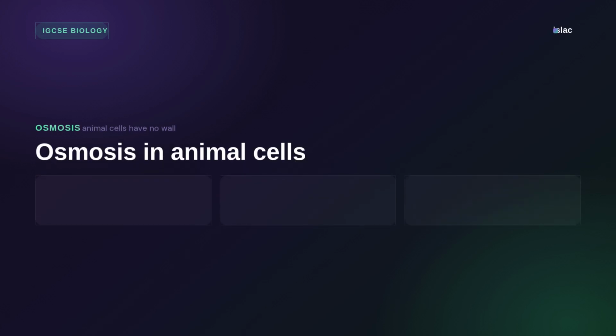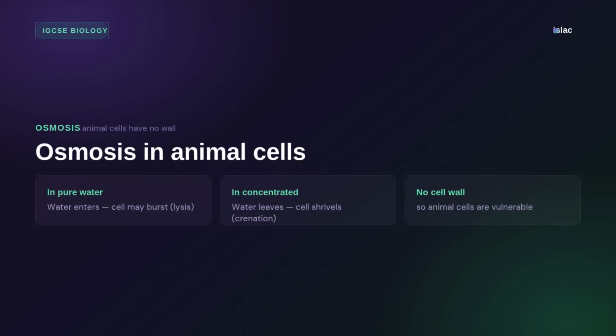Animal cells have no cell wall, so they're vulnerable. In pure water, water floods in and the cell can burst, lysis. In a concentrated solution, water leaves and the cell shrivels, crenation. So the body keeps blood at a steady concentration.